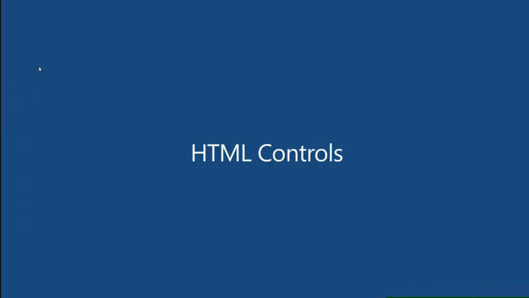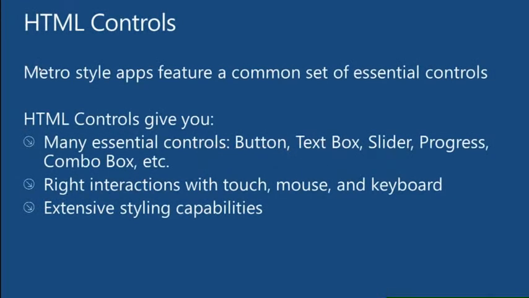Another area that we've invested in that you want to use for Metro-style apps is controls that are optimized for touch. We took a lot of the standard controls you already know that are part of HTML: button, input type equals text, select tag, all those standard controls, and we've enhanced them for Windows 8. And we've also implemented some new controls. So for example, input type equals range, progress, new HTML tags are now supported as well. And all of these have the right interactions with touch, mouse, and keyboard. And they also have very extensive styling capabilities.